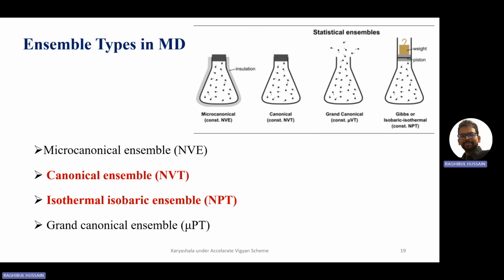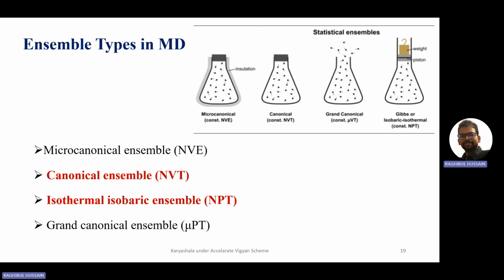Okay, so now here also, like in MC, we can use the NVE ensemble, then the NVT ensemble, the NPT ensemble, as well as the MuPT, but normally people use either NVT or NPT.